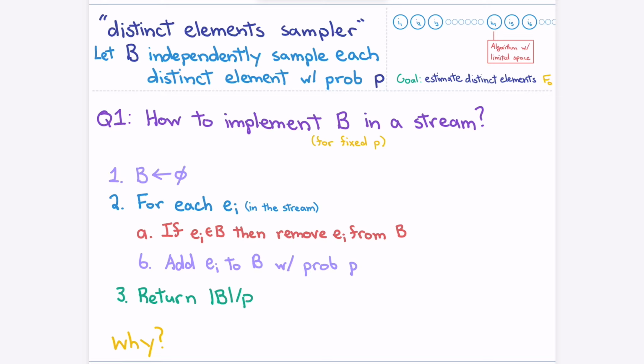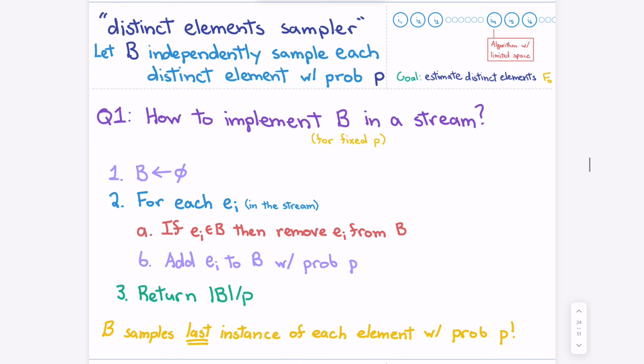What's the idea? Why does it work? Intuitively, what's it doing? It's removing it, and it's like equivalent to working with a set of distinct elements. Yeah, you could think of B as always sampling the last instance of each element appearing in the stream, because if you had taken it, I'll just throw it out. So it's very cute. This way you can sample the last instance of every element as it appears in the stream. Okay, cool. That's fun.